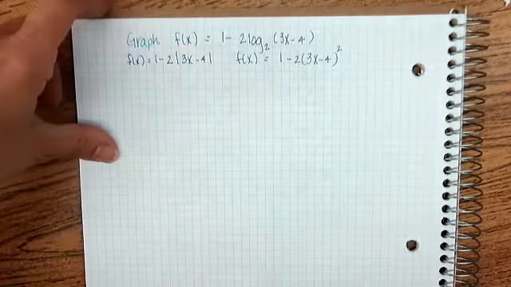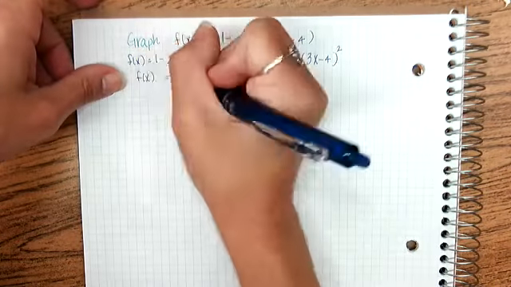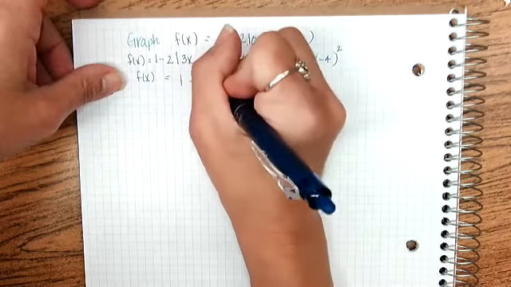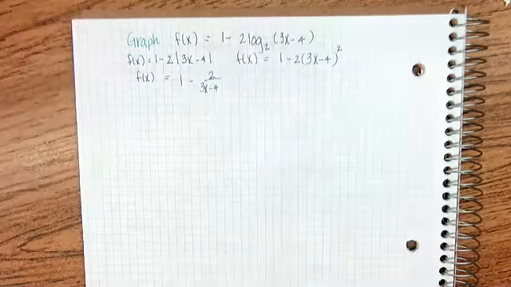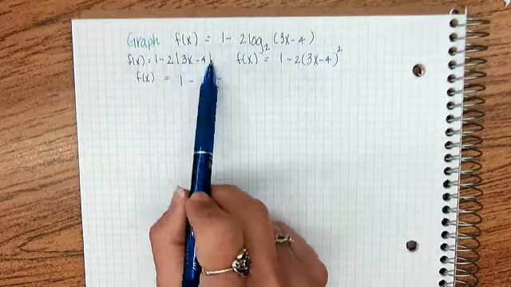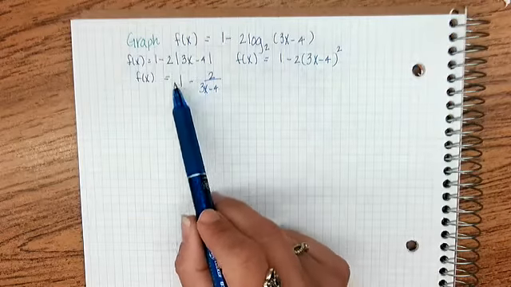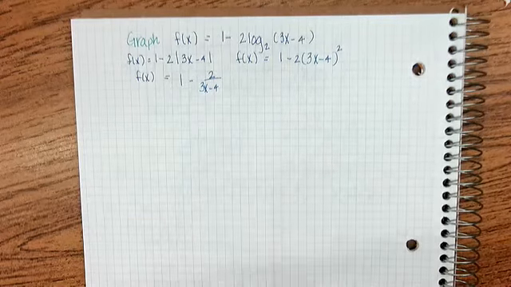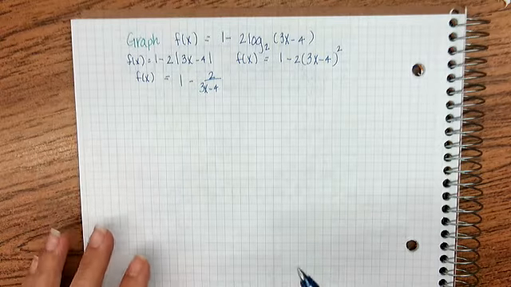It would be the same if I gave you a rational function, 1 minus 2 over 3x minus 4. This one's a v, it's absolute value. This one is a parabola, it's a u. This one has branches with asymptotes. So we are going to determine our shifts exactly the same.